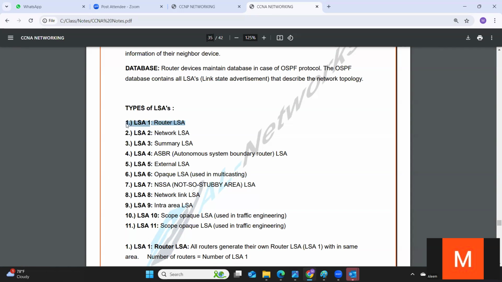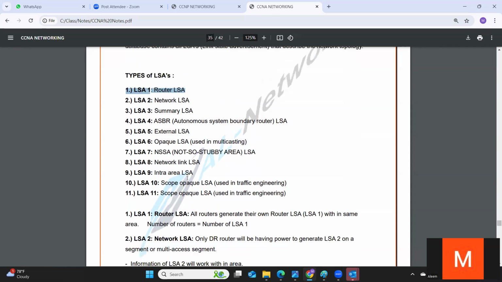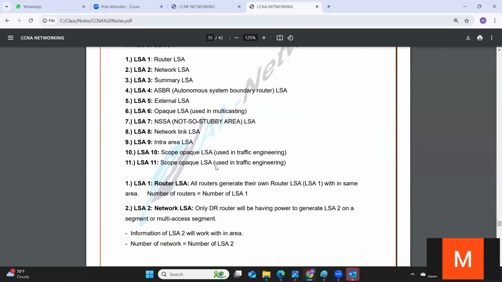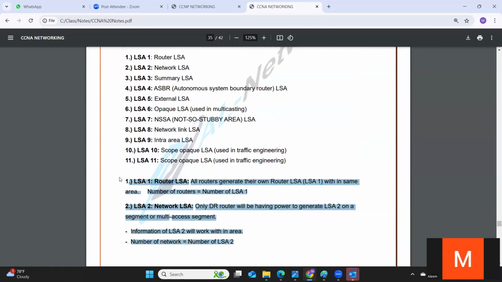So what is LSA 1? It's the router LSA, and LSA 2 is the network LSA. LSA 3 is the summary LSA, and LSA 4 is the autonomous system boundary router LSA, and LSA 5 is the external LSA. These both are external LSAs. This one is for the not-so-stubby area. So first we'll discuss two LSAs today.